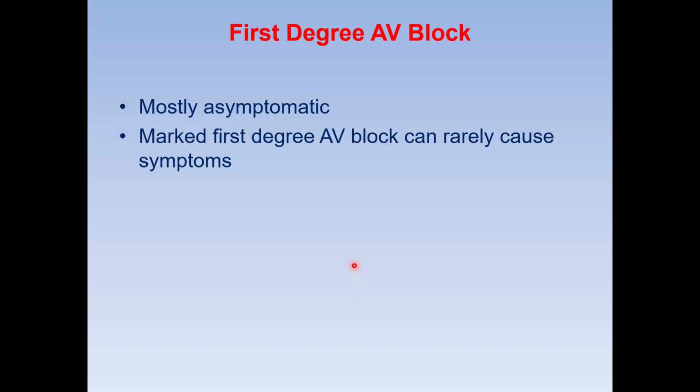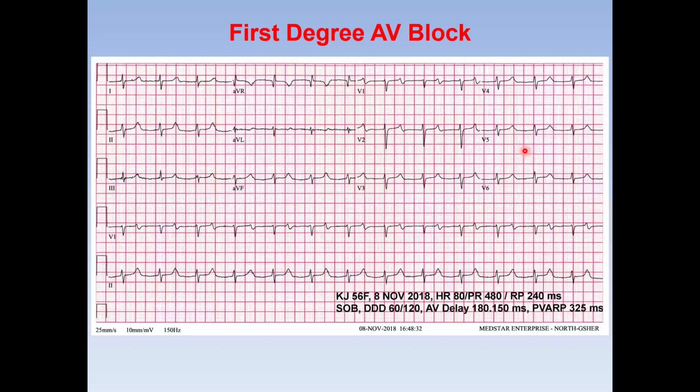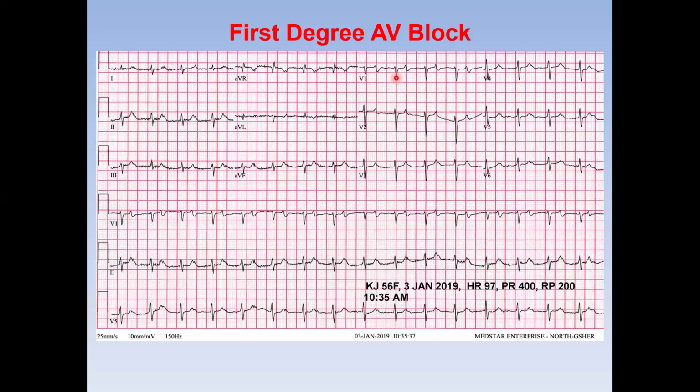First degree AV block, most of the time, is symptom-free. It rarely can cause symptoms. An example is this patient. This is a patient who actually had a pacemaker for intermittent AV block, but came back with exertional shortness of breath. And if you look at it, for some reason, the pacemaker was programmed in a funny way that it was not pacing. We fixed that part. The PR is long and it's on the T wave.